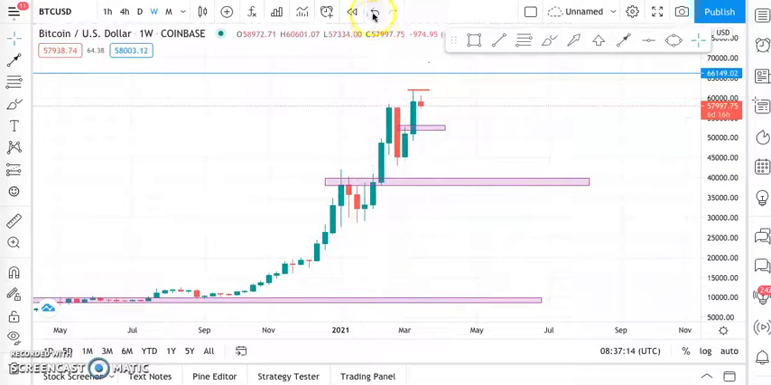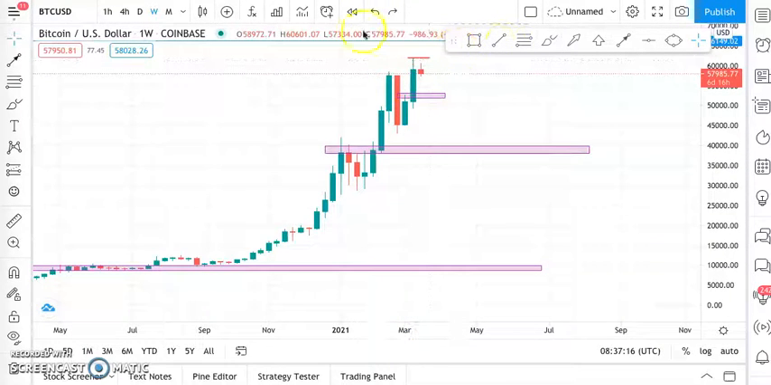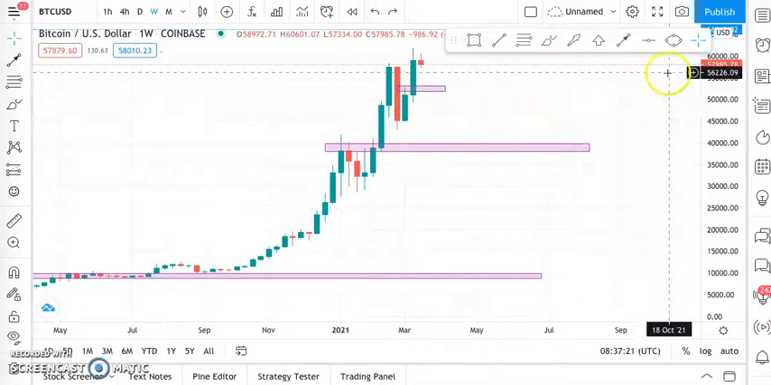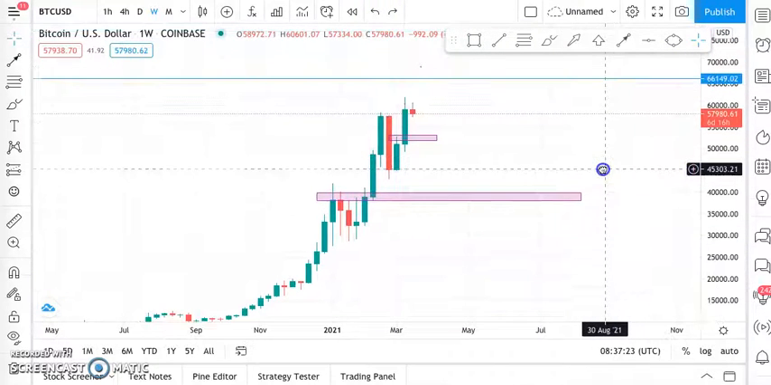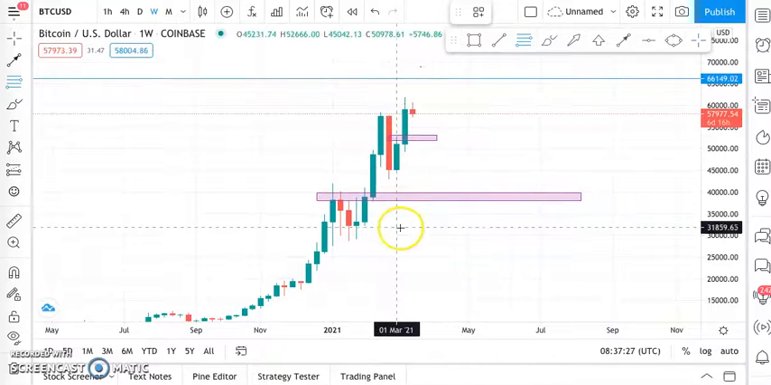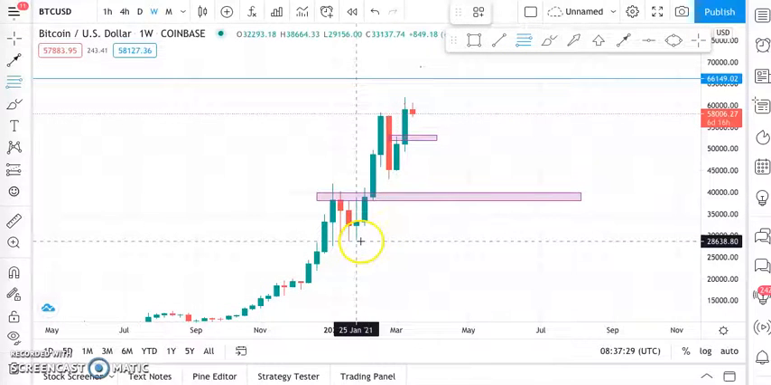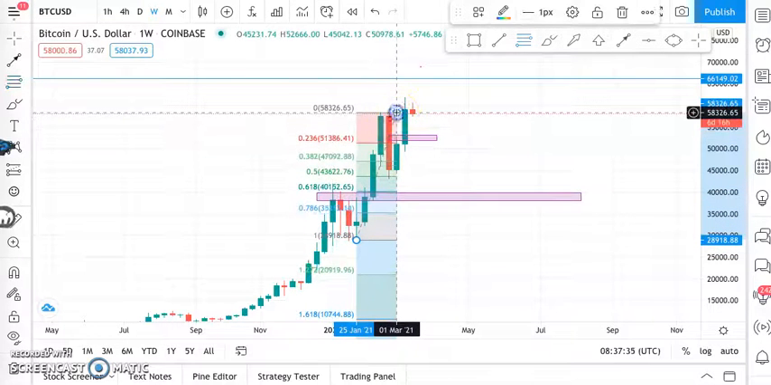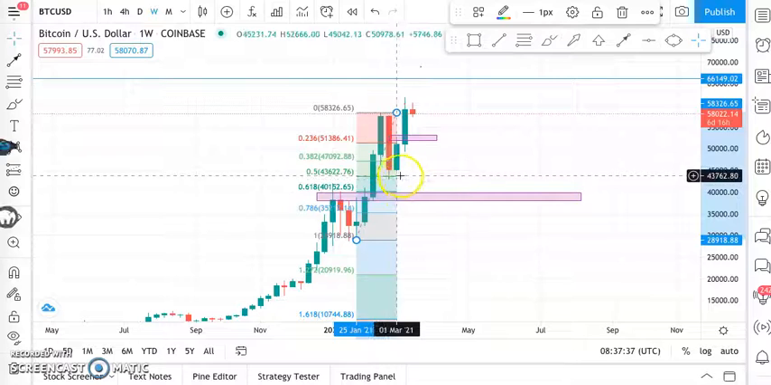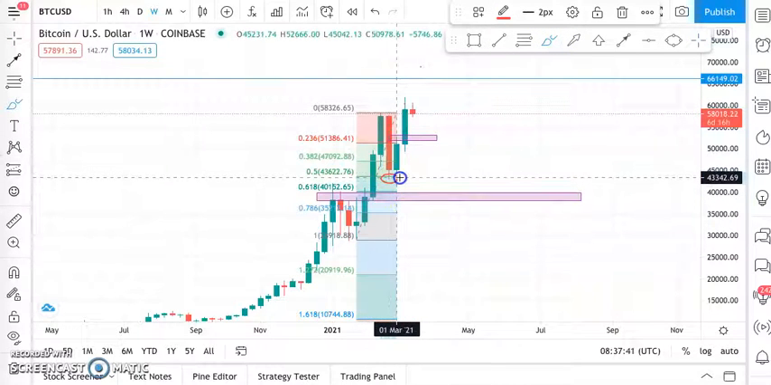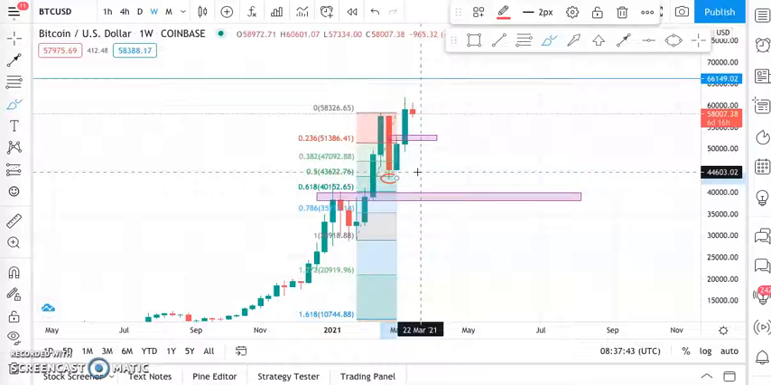Now, generally speaking, after an impulse and a correction, if you want to measure the correction, what you can do is to take your Fibonacci retracement tool and measure from the low of the impulse leg to the high of the impulse leg, and we can see here that the market has just retraced to the 50% Fibonacci level.